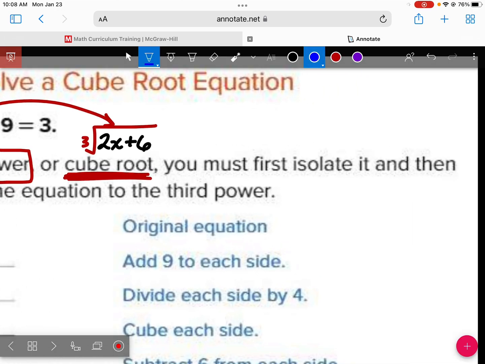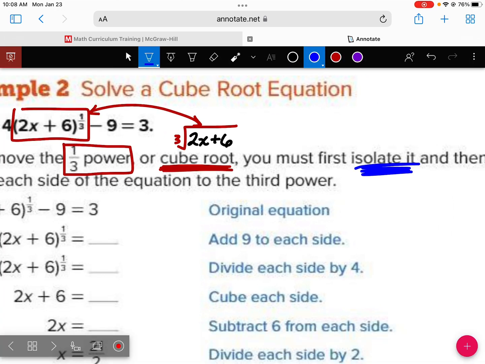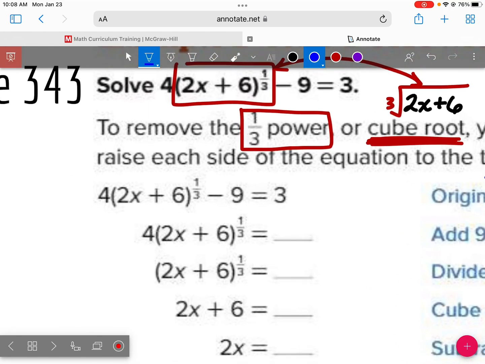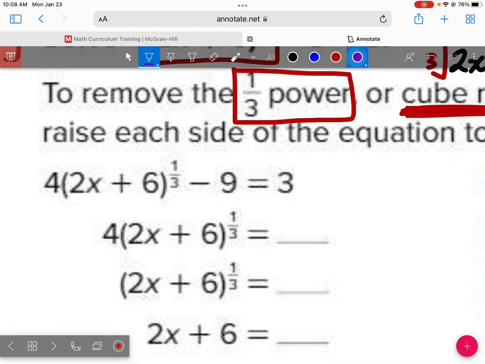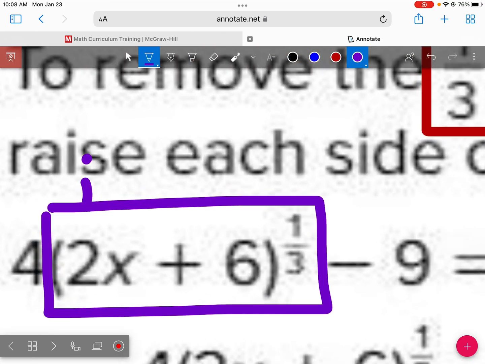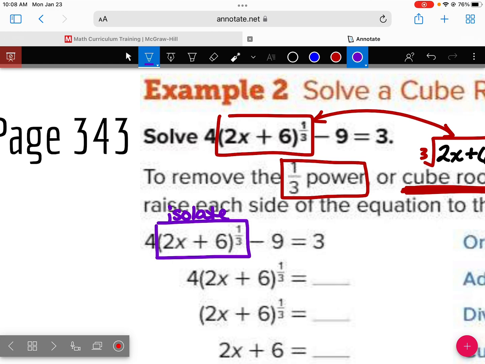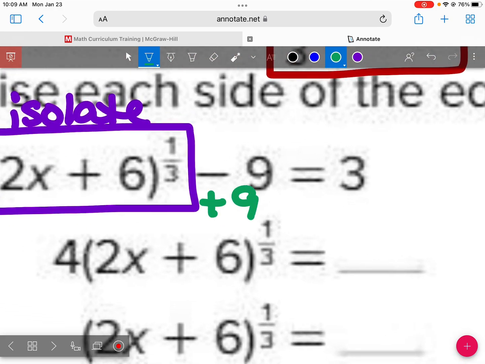We need to isolate it, just like we did on the last problem. And then we're going to raise each side to the 3rd power. So the first thing I need to do is isolate this. So this thing right here, we need to isolate. What numbers are not inside that purple box? -9 and 4. Which one do I need to get rid of first? How do I make a -9 cancel out and become a 0? Add 9 to both sides. So I'm going to add 9 to both sides here.